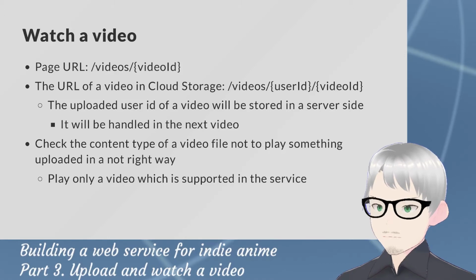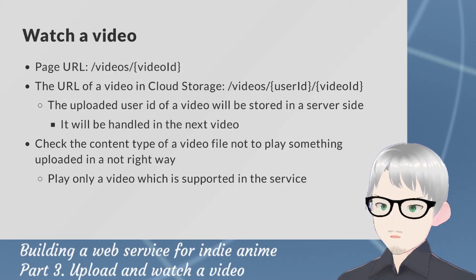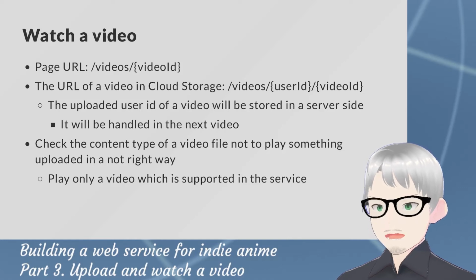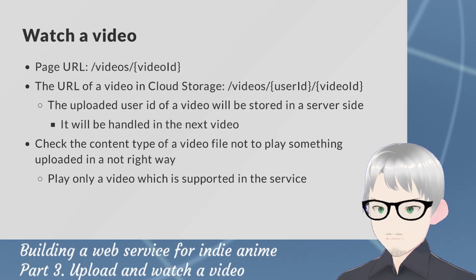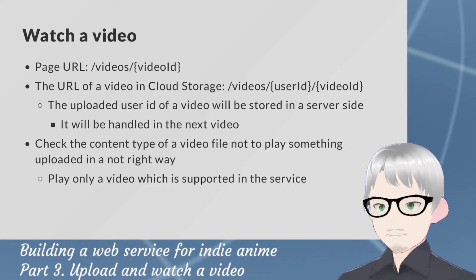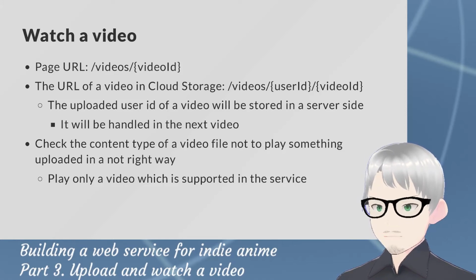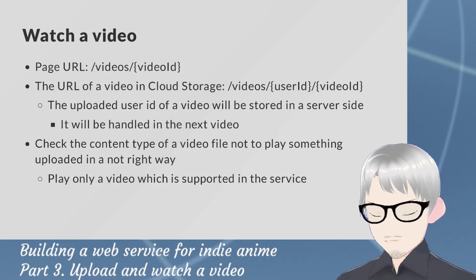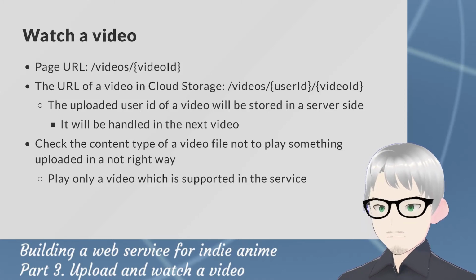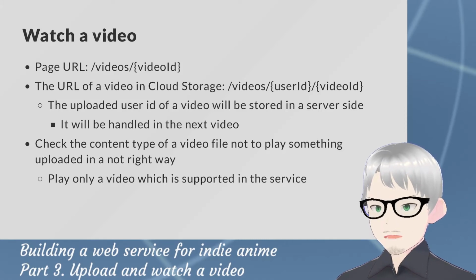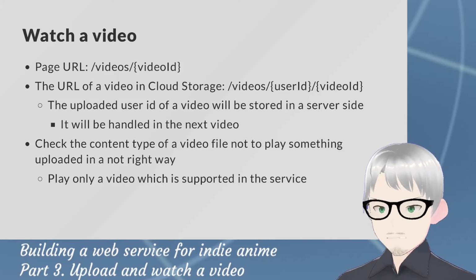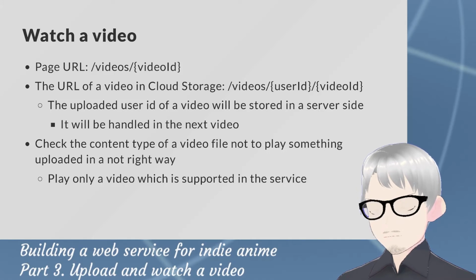Then next, I'm going to think about how to watch a video of anime. At first, I need to figure out which video a user requests. And I decided to include a video ID in the URL, not a query string. But I don't have a strong opinion. I think that including the parameter in the URL is more natural in this case.